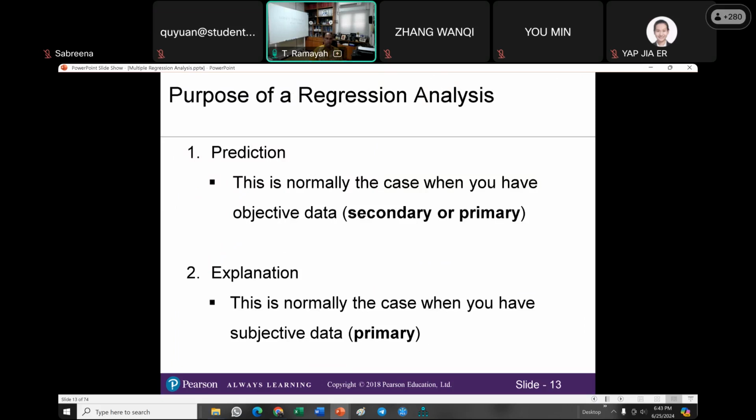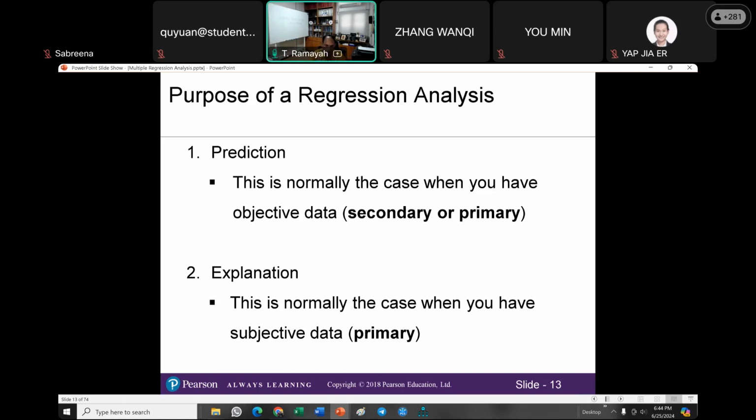So when we do regression, there are 2 reasons why you do regression. Number 1 is to do prediction. This is usually the case for primary or secondary data, but they are objective data, actual sales, actual price. Okay, those kind of variables we can do prediction. But primary data which are subjective, satisfaction, intention, loyalty, this kind of variables, they are actually subjective.